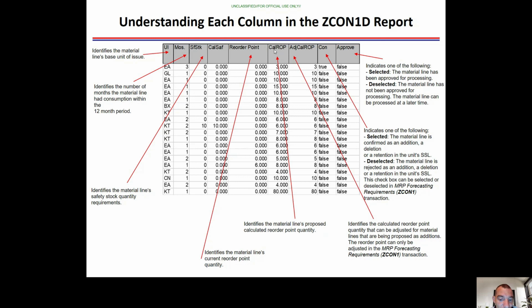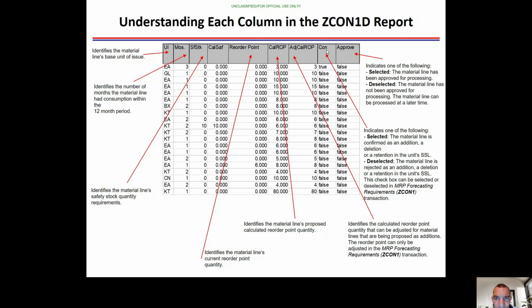So your calculated reorder point quantity is here. This identifies what they are proposing that you have your reorder point set at. Adjusted calculated reorder point quantities can be adjusted for material lines that are being proposed as additions. The reorder points can only be adjusted to the MRP forecasting requirement, which is your ZCON1 transaction.